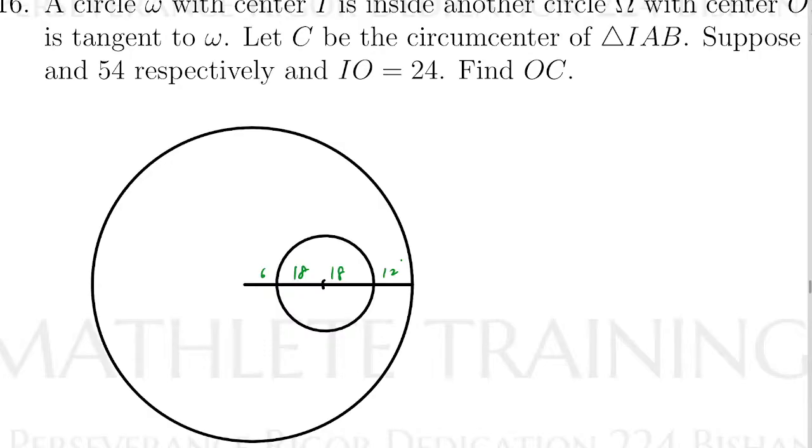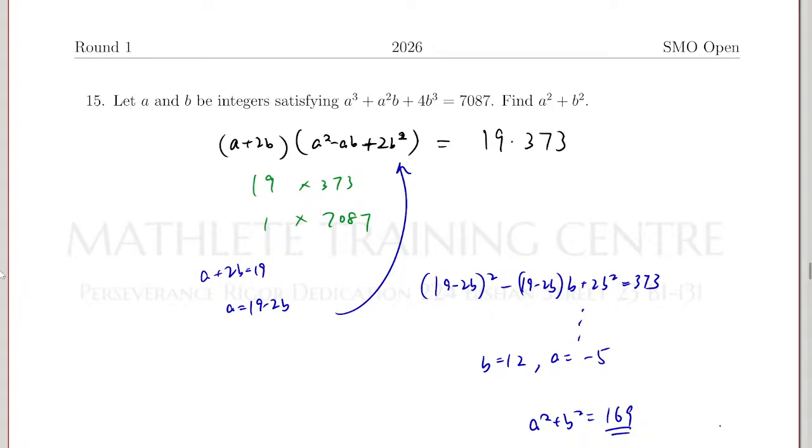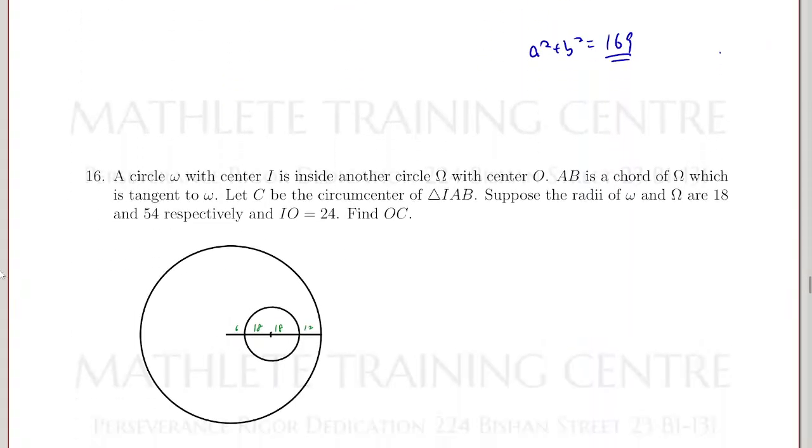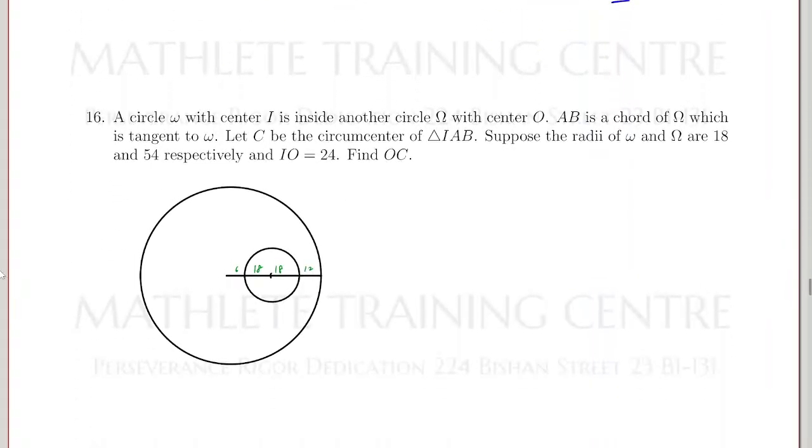Okay, so you can figure out these things about the diagram. And then continuing on, what they're saying is this. You have O, I, and then we have AB is a chord, which is tangent to the circle. For example, somewhere like here, right, tangent.